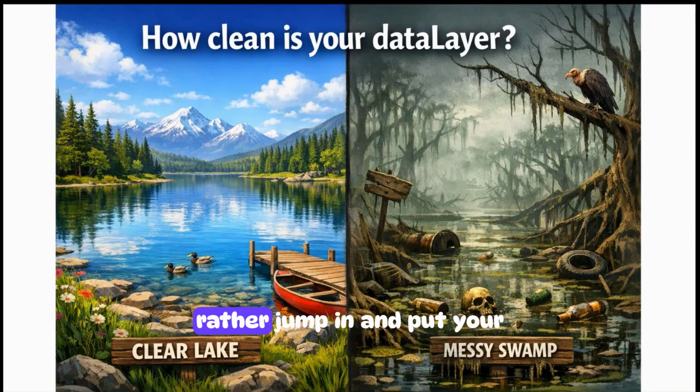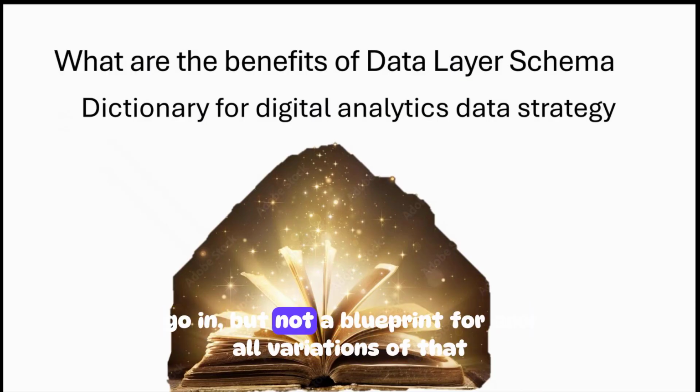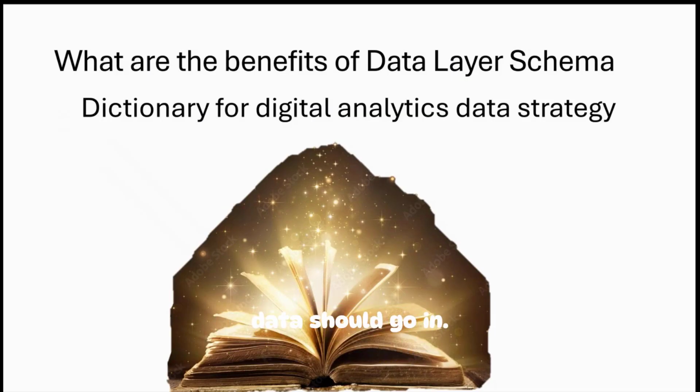Which of these would you rather jump in and put your faith in? Most of the time, developers are told what data should go in, but not a blueprint for how all variations of that data should go in. A data layer schema ensures that there is a thought-out process that can be repeatedly replicated, with clear guidelines of what should be sent, when it should be sent, for all events across the state.